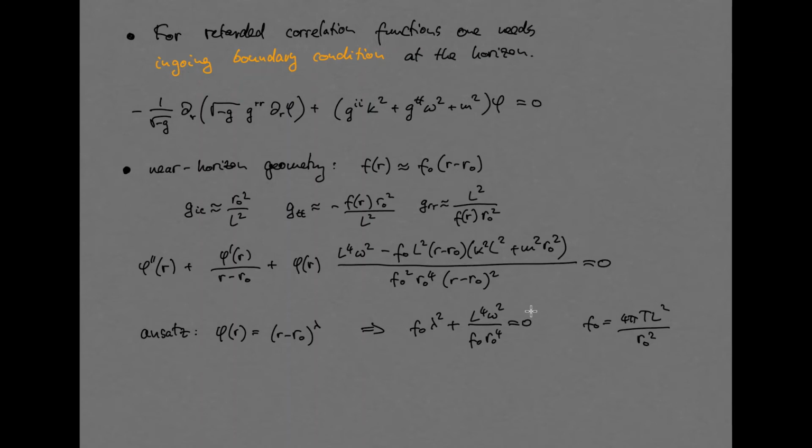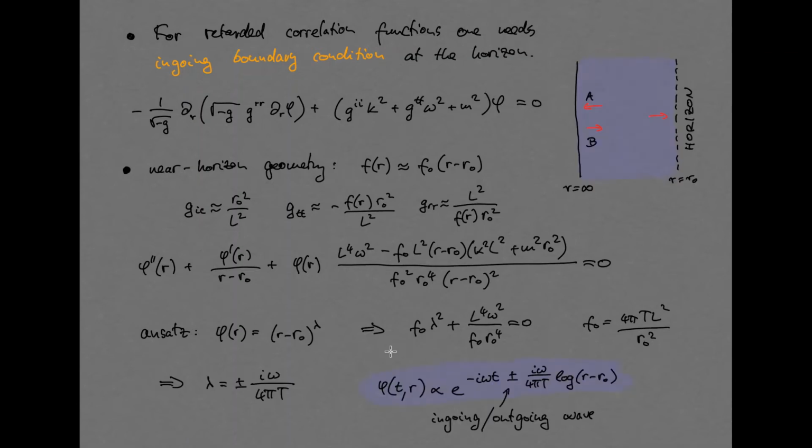Now the planar black hole came with a Hawking temperature, T. You can calculate that it is related to this f_0 here via this formula. Now you can express f_0 using this formula in this equation, and then you can solve it for lambda. Then you get two solutions for the exponent, which are written here. So this is plus or minus i omega over 4 pi T. Okay, so what does it mean?